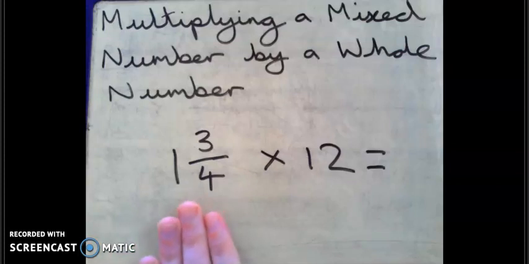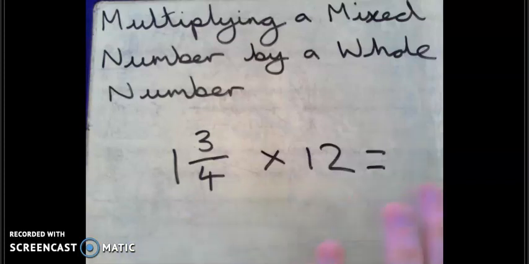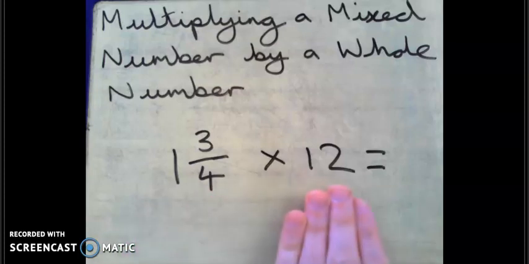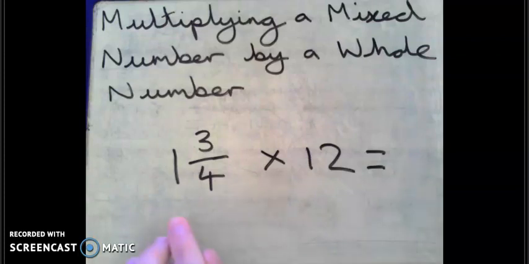1 3/4, so that's 1. 1 times 12 would be 12. And then that will be 1 times 12, and 3/4 of 12 is our answer. So somewhere between 1 times 12 and 2 times 12.